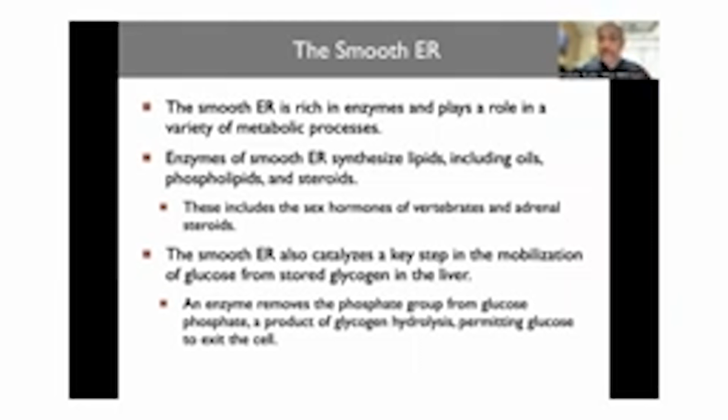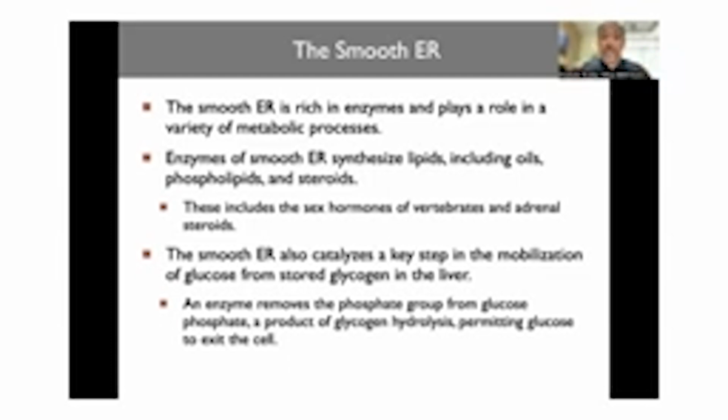glycogen in the liver. An enzyme removes the phosphate group from glucose phosphate, a product of glycogen hydrolysis, permitting glucose to exit the cell. So this is just to illustrate the fact that there are many things happening at the level of the smooth endoplasmic reticulum.